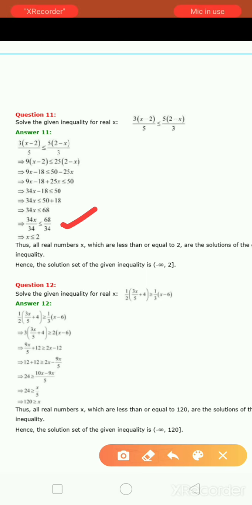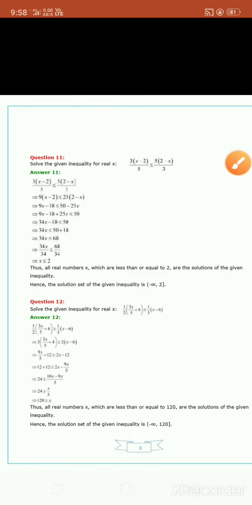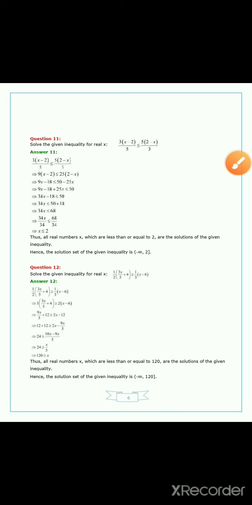And in the next session we'll see how to plot the graph of a one variable inequality on a number line. There are open circles and shaded circles. The open circle is for less than or greater than, and for less than or equal to or greater than or equal to, it will be the shaded portion.